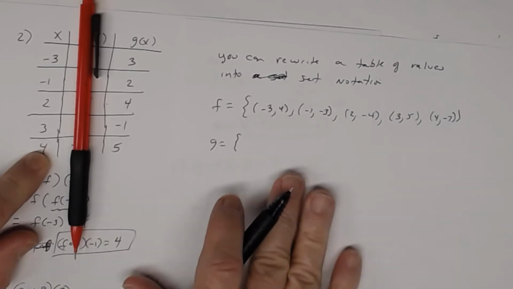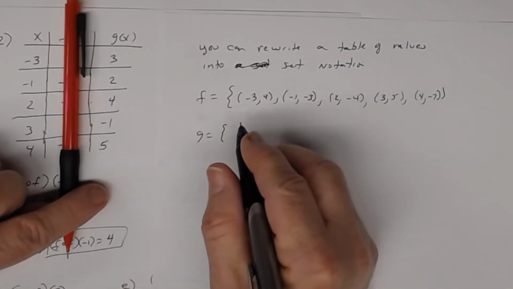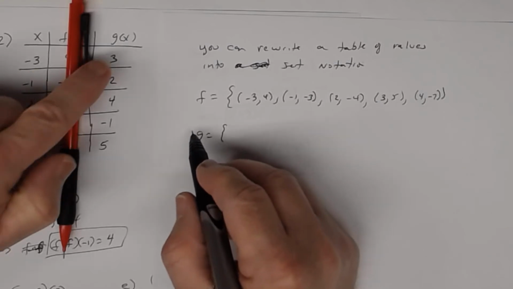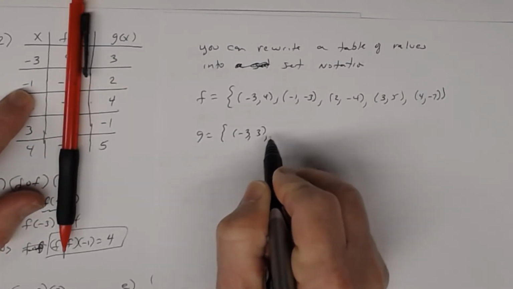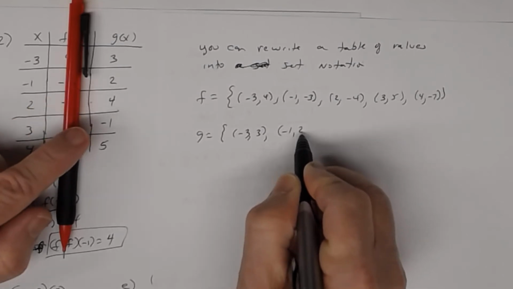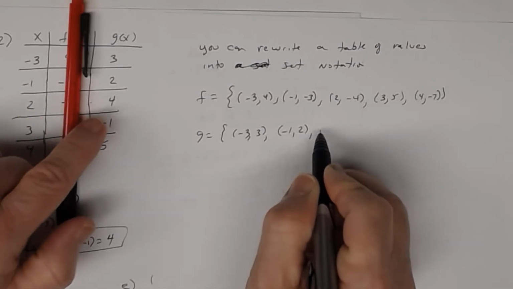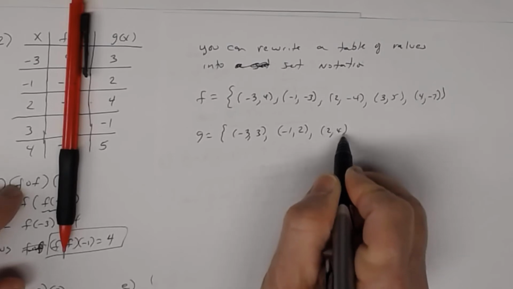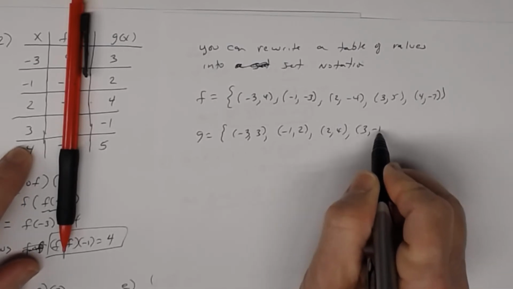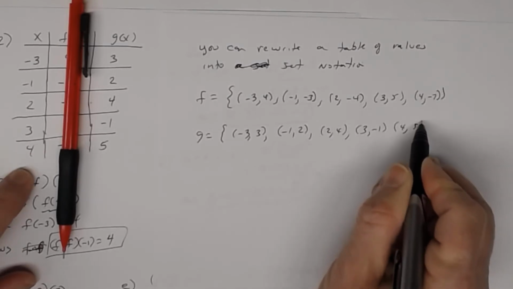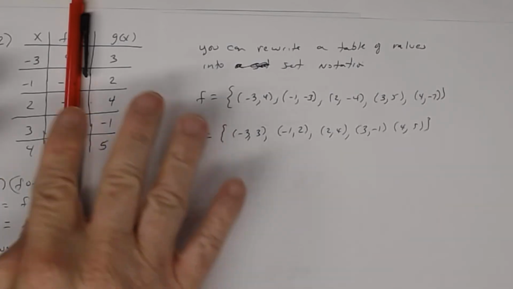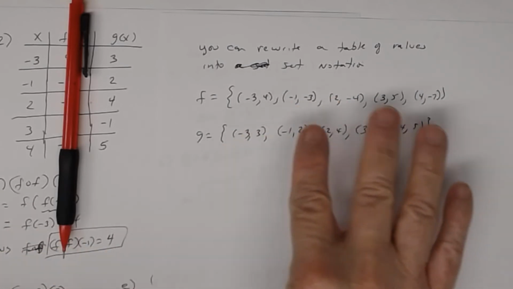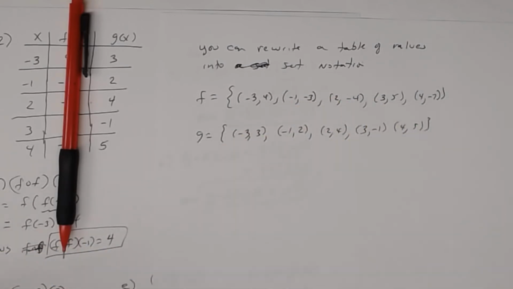So as a set of ordered pairs, you would say function g equals this set: -3, 3; -1, 2; 2, 4; 3, -1; and then 4, 5. Okay? And that's how you would write it. So notice this table of values is really a set of ordered pairs in set notation.